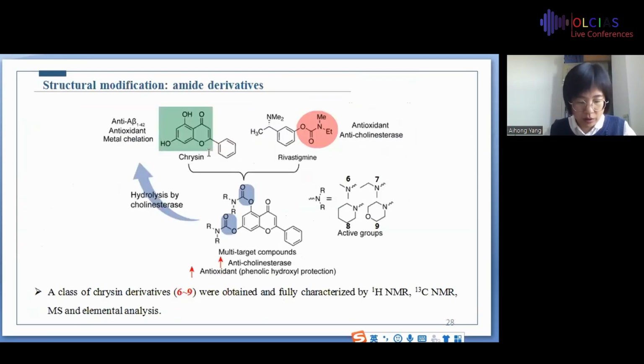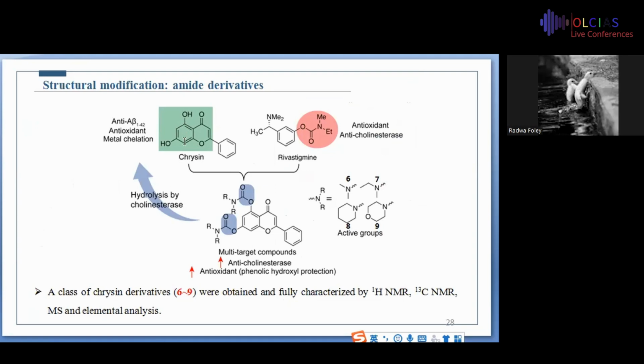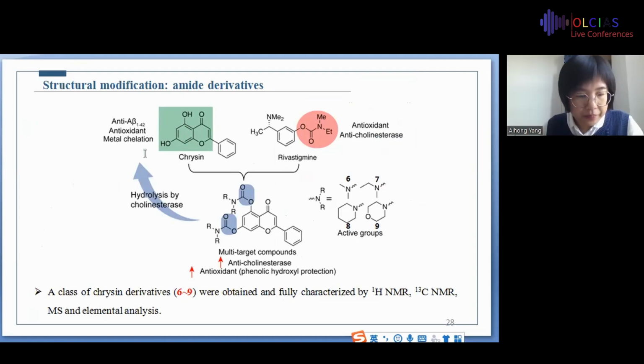Furthermore, we also synthesized another series of chrysin derivatives based on the hidden multi-target strategy. The purpose of synthesis is to protect the phenolic hydroxyl group, because metabolic studies have shown that the active phenolic hydroxyl group may be oxidized in the liver by means of glucuronidation, sulfation, and methylation, leading to a decline in bioavailability.